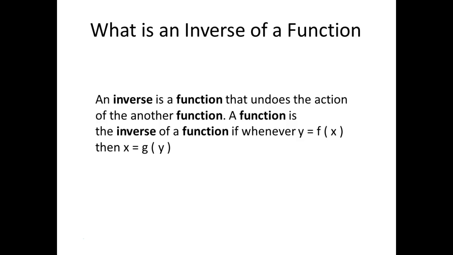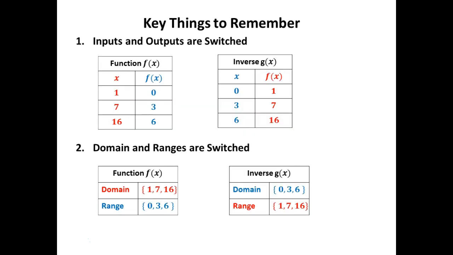Okay, so let's talk about what an inverse is first. Now you understand inverse operations such as addition and subtraction, multiplication and division. You know they undo each other. Well, an inverse is a function that undoes the action of another function. So when we say that a function is an inverse, one of the things that's very important to know is that the inputs and outputs are switched. So let's go on and talk about specifically what that means.